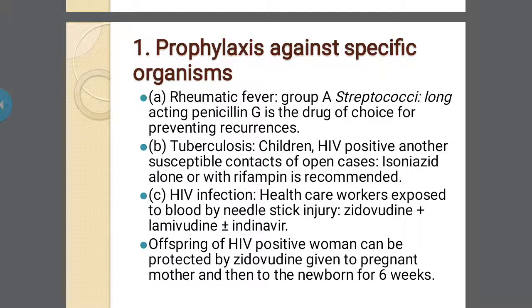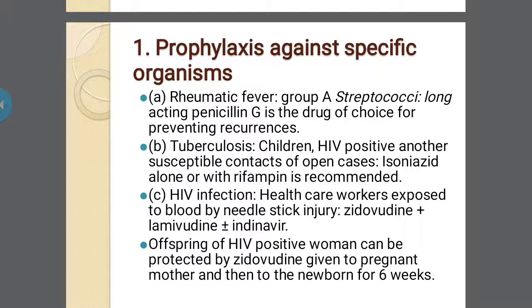So, if a patient develops rheumatic fever at the age of 15 or 16 years, then we have to continue it up to 21 years. But if rheumatic fever develops at the age of 18 years, then we have to continue it for 5 years, that is up to 23 years. So 5 years or up to 21 years, whichever one is longer.